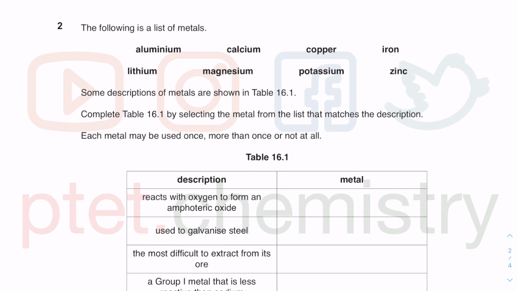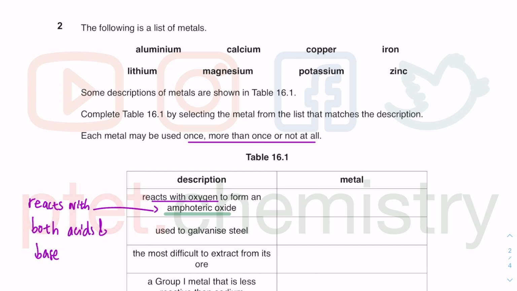In this next question, we have to pick each metal, which could be used once, more than once, or not at all. First of all, it reacts with oxygen and you get something called an amphoteric oxide. Amphoteric oxide means they can react with both acids and bases. In the syllabus, it's basically aluminium oxide as well as zinc oxide. Those two are the amphoteric oxides.